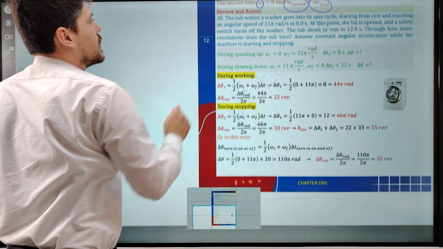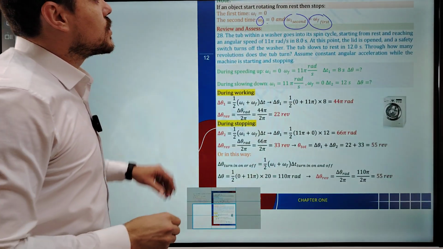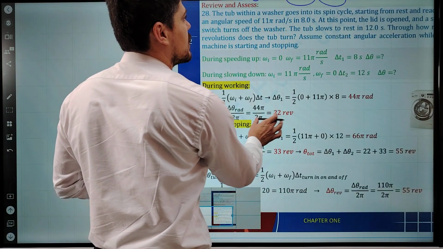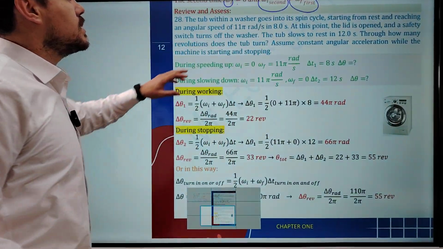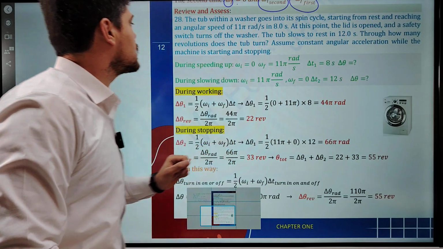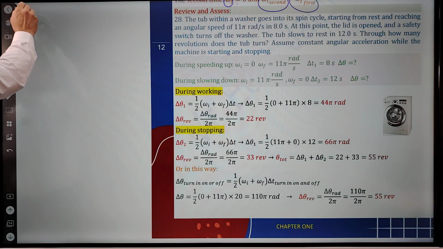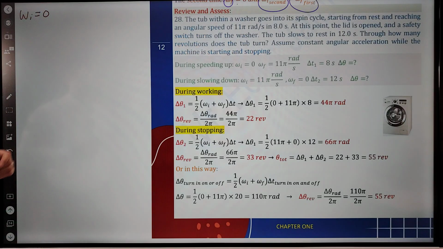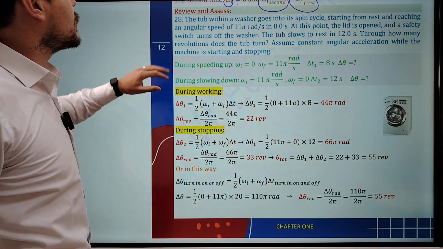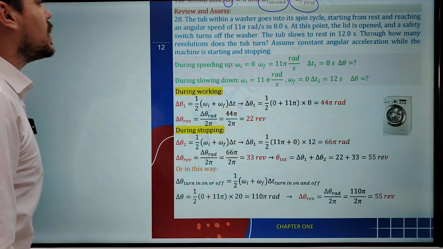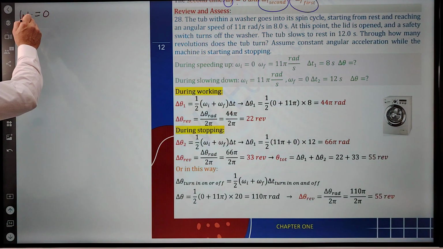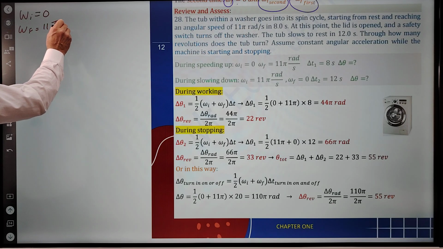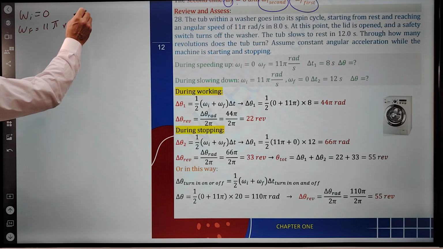So the question says, the top within a washer goes into its spin cycle starting from rest. As you can see, starting from rest. What do you mean by starting from rest? It means that the top's initial angular speed is 0, and reaching an angular speed of 11 pi rad per second, which is omega final.